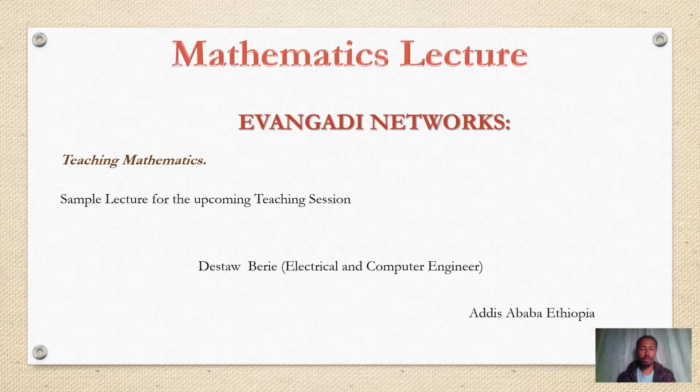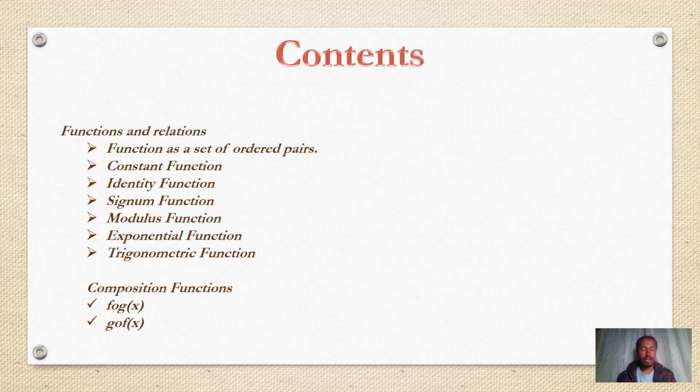So for today, since we have no time, we're going directly to the lecture. As you remember, last time we discussed set, relation, function, and some things like that. Today we'll continue our lecture by discussing function, types of functions, constant function, identity function, up to trigonometric function, and lastly, at the end of the lecture, we will discuss the composition of functions, and also we'll see the effect of these functions in our daily life.